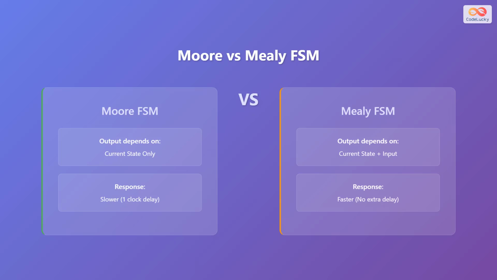Thus, Moore FSM's output depends on current state only with slower response time. Mealy FSM's output depends on the current state plus input, with faster response time.